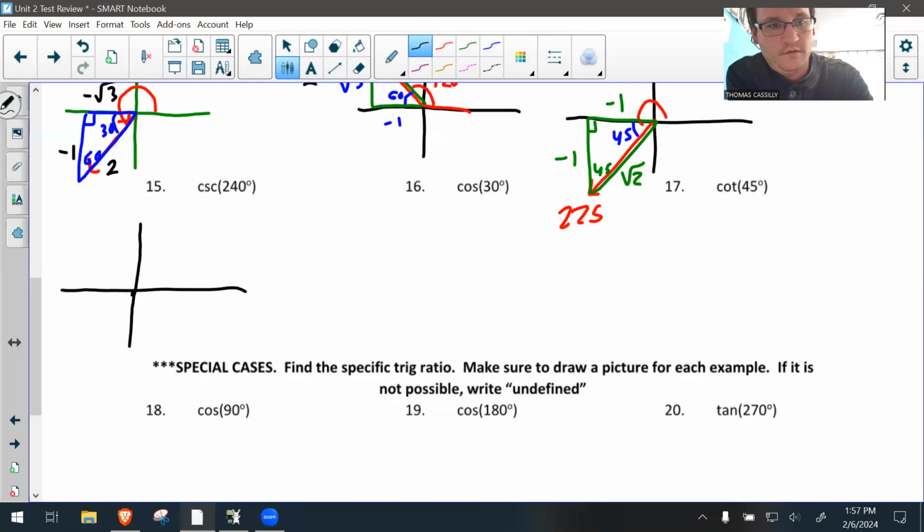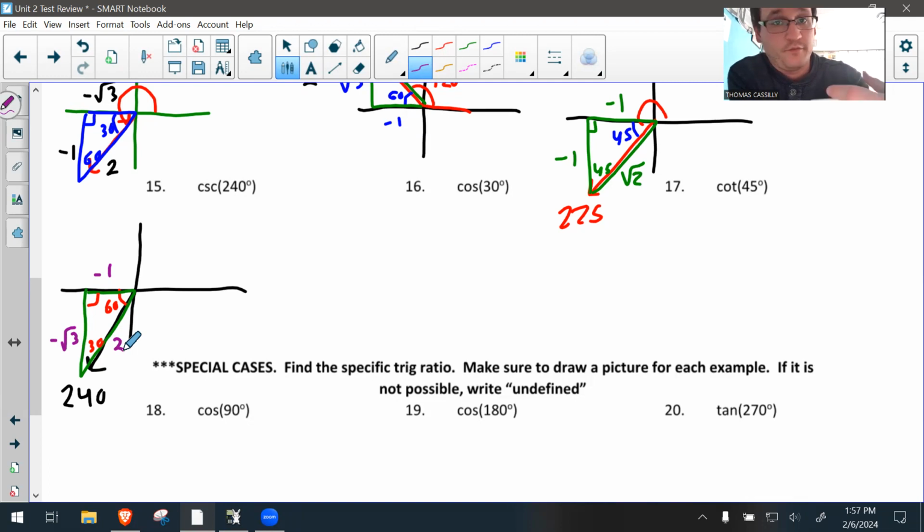240. That ends up in quadrant 3. So here's a 240-degree angle. We need this reference angle right here, which is 60. It takes 60 degrees to get us back to the x-axis. So here's a 30, here's a 90, and once again, filling it all in. -1, negative square root of 3, and then a 2.